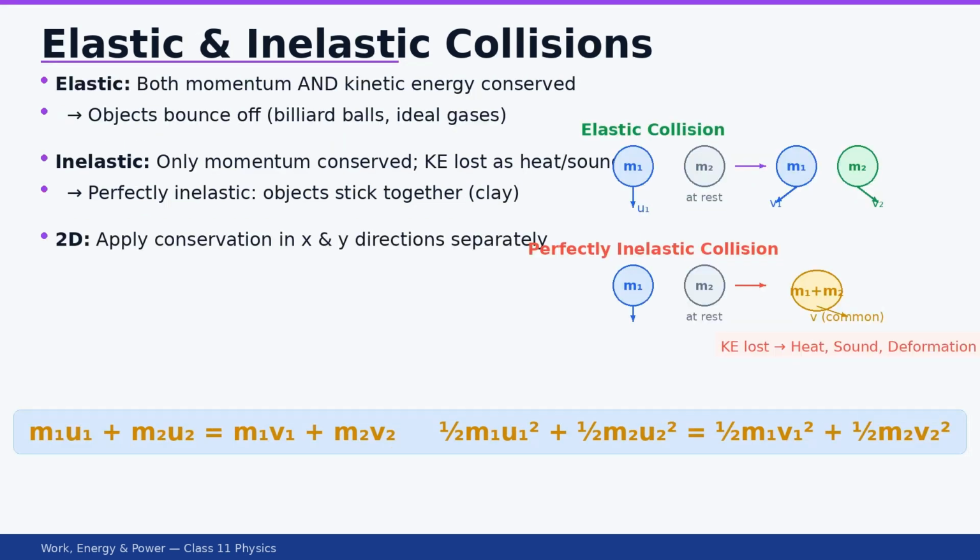Finally, collisions. In an elastic collision, both momentum and kinetic energy are conserved. Objects bounce off each other like billiard balls. In an inelastic collision, only momentum is conserved. Kinetic energy is lost to heat, sound, and deformation. In a perfectly inelastic collision, the objects stick together like two lumps of clay. For two-dimensional collisions, you apply momentum conservation separately in the x and y directions.